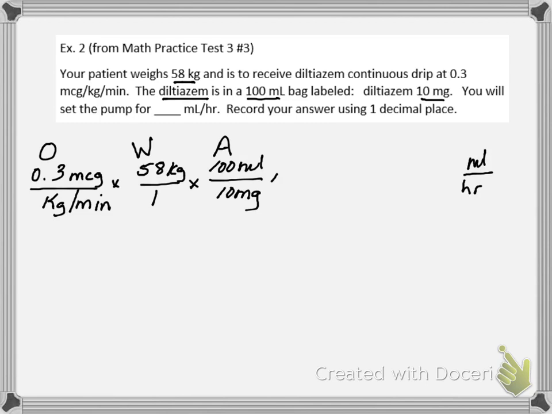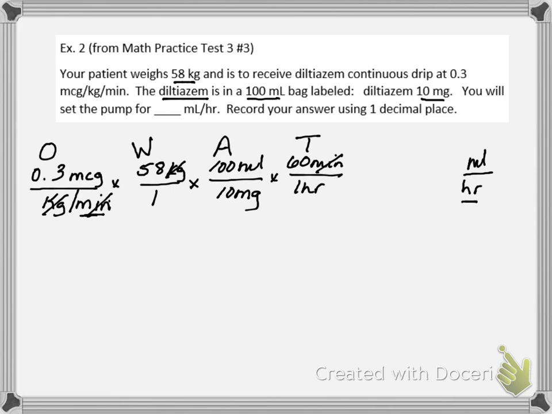And then I look at the T portion of my OWAT, and the T portion tells me that there's a time conversion. So I'm in minutes right now. I need to get to hours, so I do my 60 minutes over 1 hour time conversion. Now let me go through and cross out what I can. I can cross out the kgs. I can cross out the minutes.